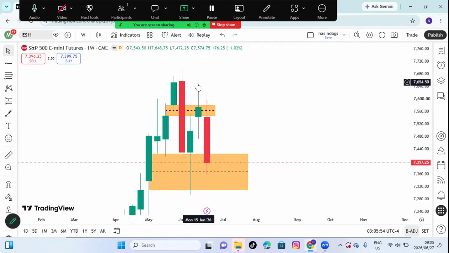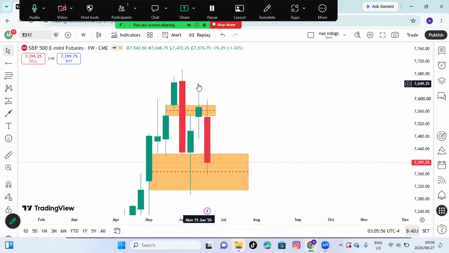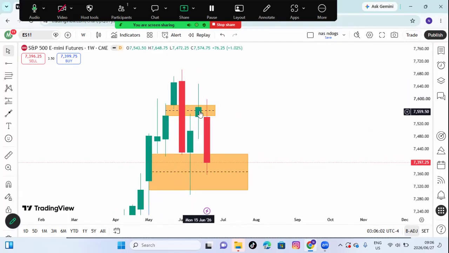It went high as here, but then where do the bodies remain? Right in here, right? It can wick outside of it, but the bodies are telling the story by remaining in here. So the body here is telling us that this thing is weak and it's respecting this as an inversion for value gap. Or it was a volume imbalance, but now it's going to be treated just like an inversion for value gap. So the next candlestick, what does it do?